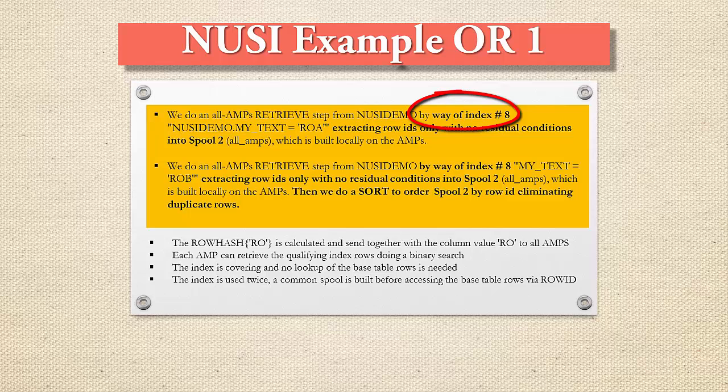Then, as the index is covering, no lookup of the base table is necessary, but we still have a second condition to work over, that is myText being equal to ROB. And this is the second part of the optimizer text we copied here. This is a second run over the index, a binary search again, no full table scan. The result of both these operations is a set of row IDs of the base table. This set of row IDs is finally combined before we go over to the base table, which we do not have to do in this case.